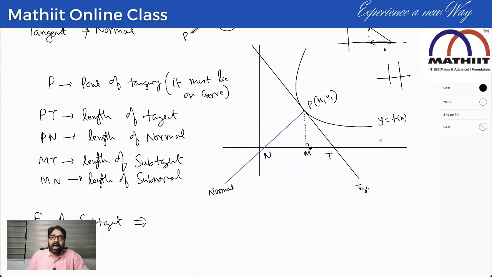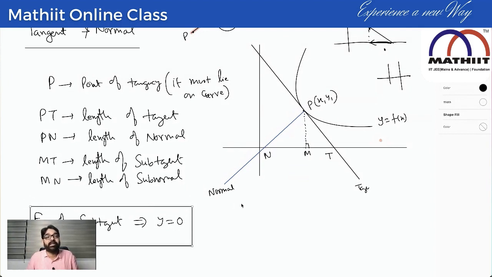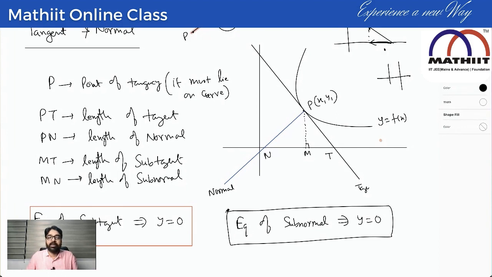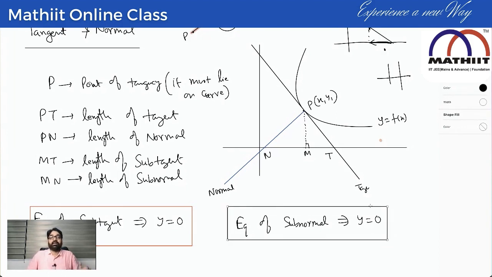Yes, subtangent is always on the x-axis, right? So the x-axis equation is y equal to 0. I don't care what the curve is. I don't care what the point of tangency is. The equation of subtangent is always y equal to 0. Same way, the equation of subnormal is also y equal to 0. No difference, because it's always a projection on the x-axis, so we use the x-axis equation. Do you understand?